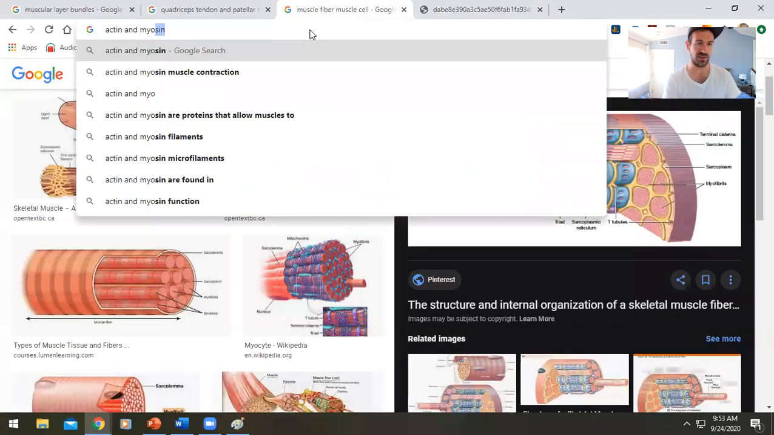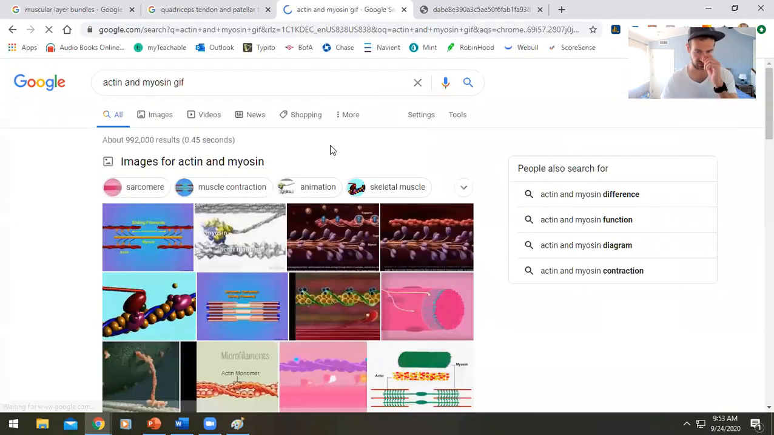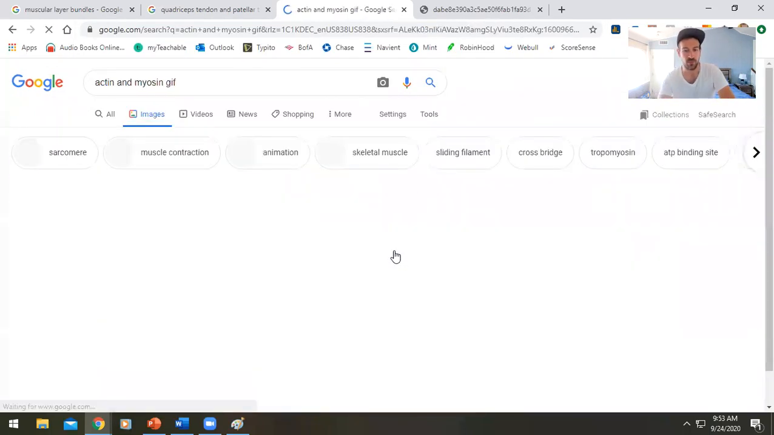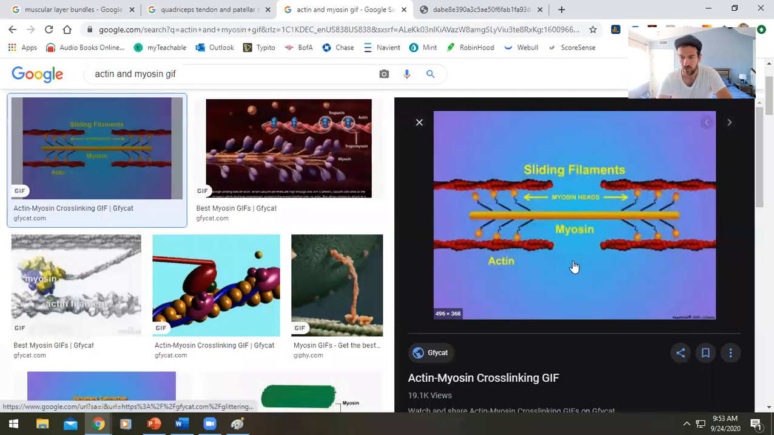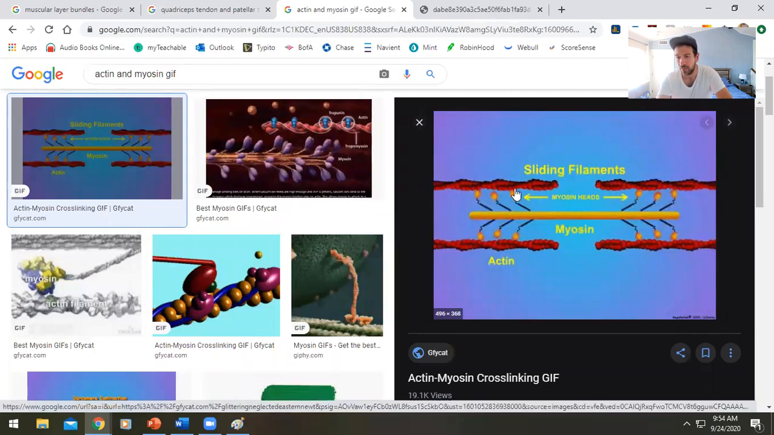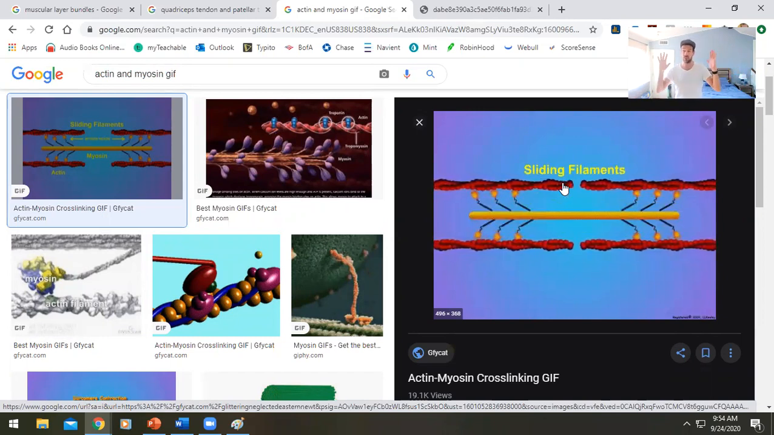Actin and myosin GIF. There we go. There you go. See how these little heads are reaching up and they're grabbing? And look, they're pulling end to end, and those ends start coming closer together. This muscle is shortening. That's a muscular contraction. All these little heads reaching up and pulling.